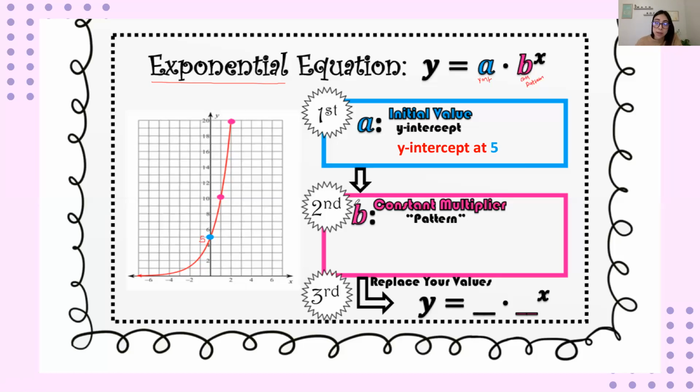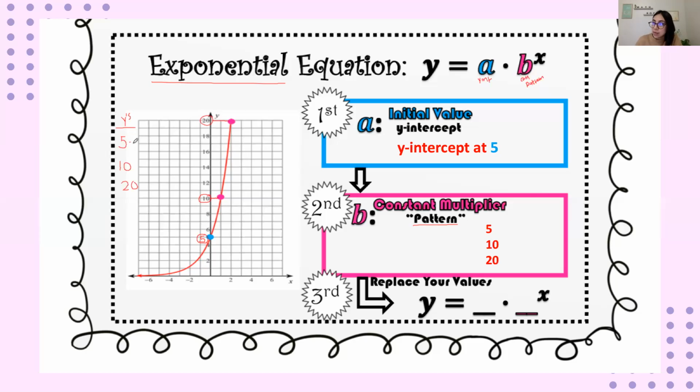Okay, our second step was to find our constant multiplier, our pattern, and we had to look at our y's. So follow your line from left to right. Our first number here on our y's is 5. Keep going up. Here's our next dot, match it to a y. Our next number is 10. Follow it up to our next dot, which matches to 20. So our y's are 5, 10, and 20.